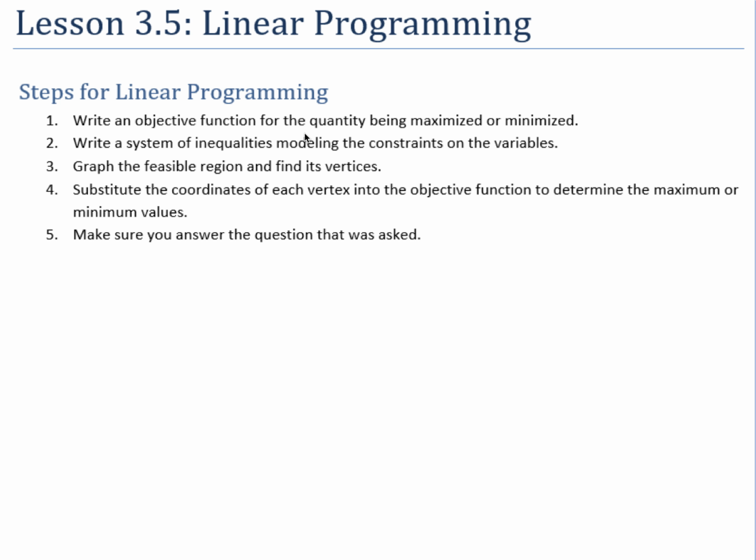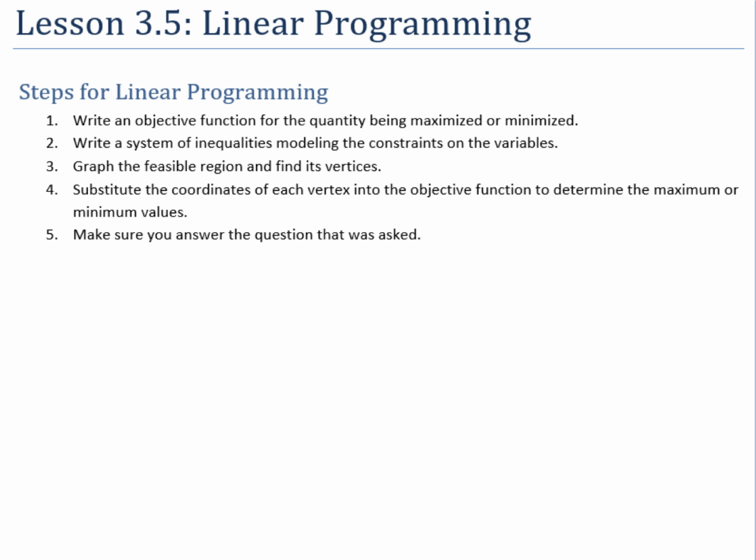We're going to write our objective function for the quantity being maximized or minimized. It depends on the problem which we want. A lot of times we want to maximize profit, and we want to minimize cost, if it is a money question. There's other types, but we often see those. We want to come up with our constraints, the inequalities that we'll need. And then we graph the system of inequalities and find the vertices. And then we plug the coordinates of the vertices into the objective function that we come up with, and then find our answer and make sure we answer the question that's being asked.